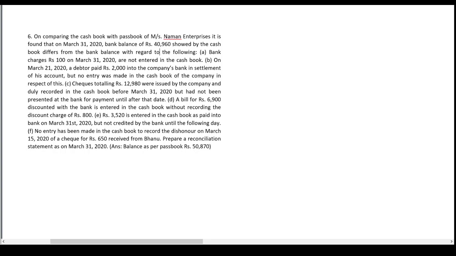Balance as per passbook. Answer is 50,870. So we have to arrive at the passbook balance. We are not given the passbook balance in this question. Let us see whether we are able to arrive at the passbook balance or not. Let us start preparing the bank reconciliation statement.